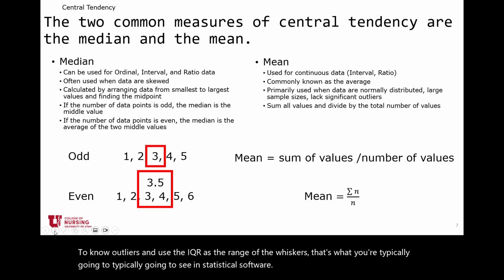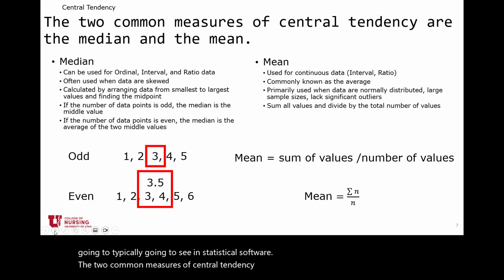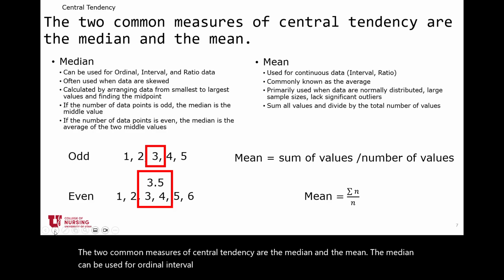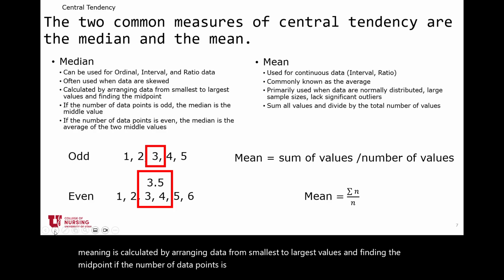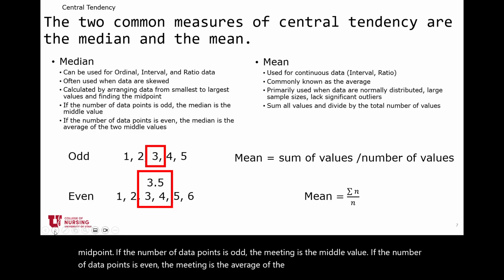The two common measures of central tendency are the median and the mean. The median can be used for ordinal, interval, and ratio data. It's often used when data are skewed. The median is calculated by arranging data from smallest to largest values and finding the midpoint. If the number of data points is odd, the median is the middle value. If the number of data points is even, the median is the average of the two middle values.